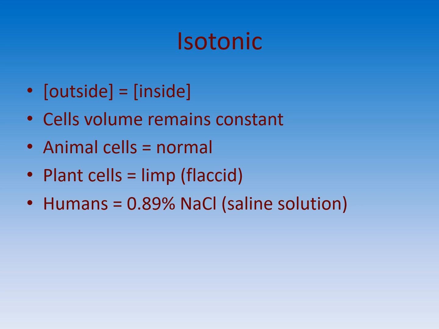Now, once you've determined that, then you can figure out which way the water is moving. Is the water going to flow into the cell or out of the cell, or is it going to be equal? With the isotonic solution, because the solute is the same inside the cell versus outside, the volume is going to remain constant. This is a normal, healthy situation for animal cells. For plant cells, the plant's going to be limp. For humans, the isotonic solution is 0.89% sodium chloride. That is what saline solution is.